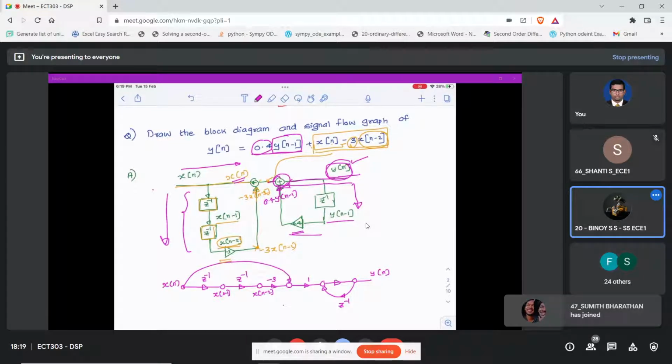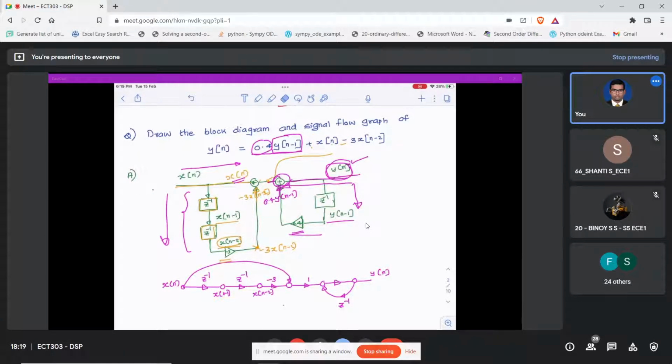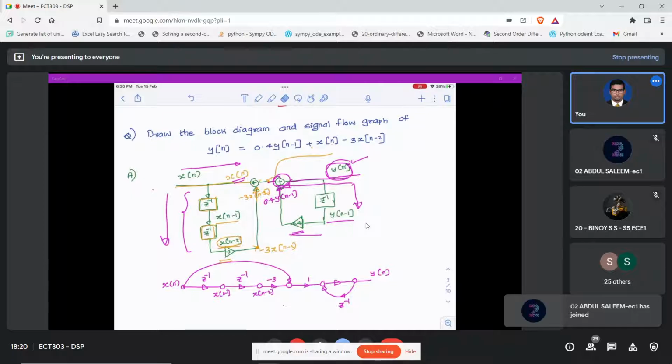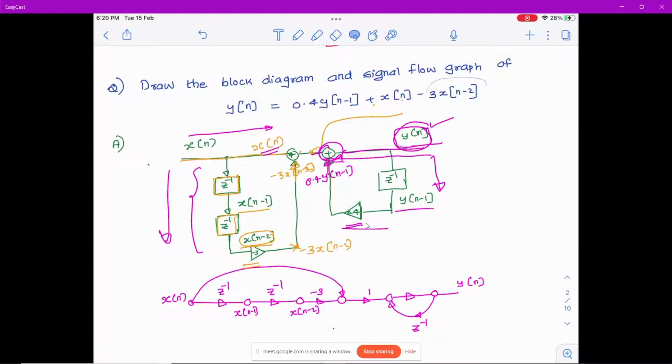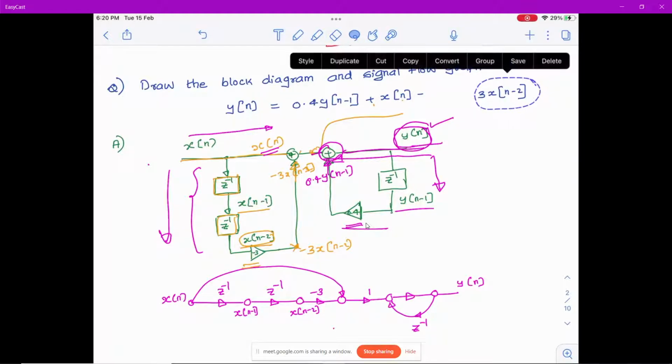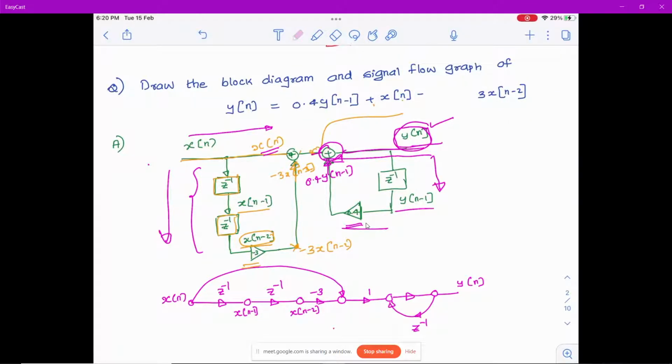Okay, what I will do is I will just modify this equation. Okay, so let me say my equation is something like this. Plus 2 into x of n minus 1 minus 3 into x of n minus 2.